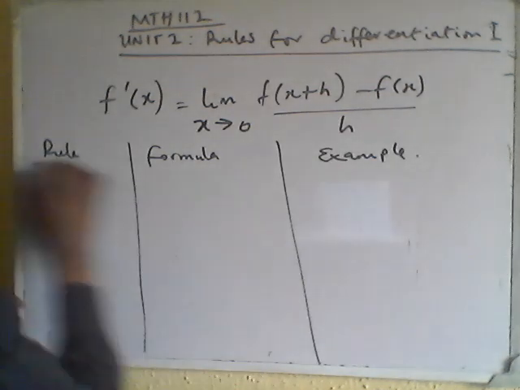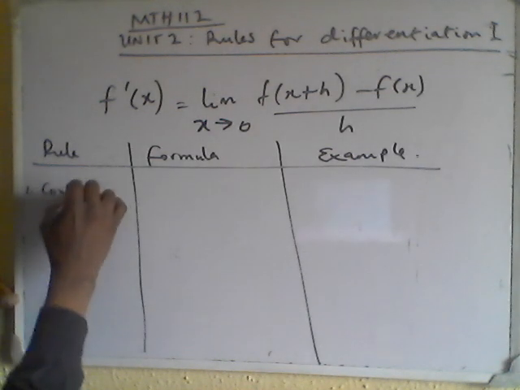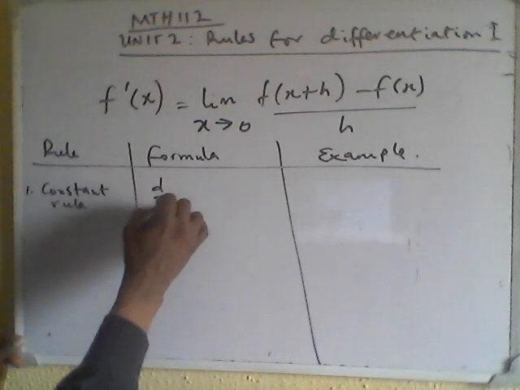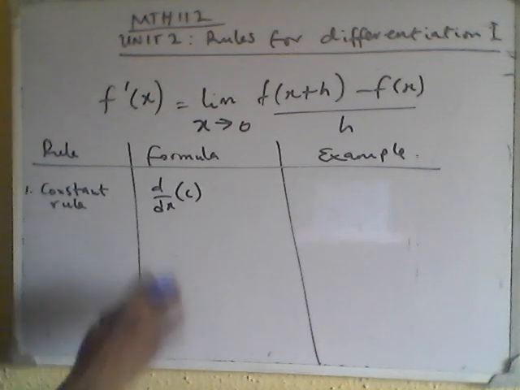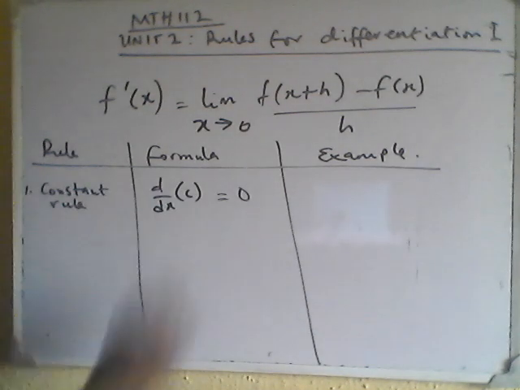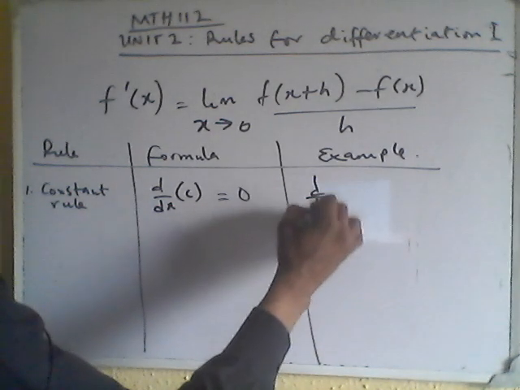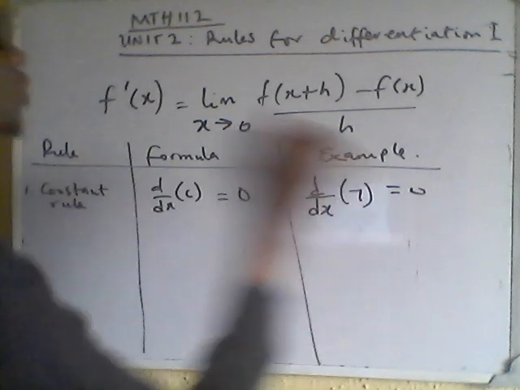The first one I'm going to look at is the constant rule. This is where you have a constant term like 1, 2, 3, 4, 5, 6, 7, or integers like minus 2, minus 3, minus 4. Understand? If you are told to find the derivative of a constant, we denote it with C. Any constant, it could be any integer, has a derivative equal to 0. For instance, if I ask you to find the derivative of 7, 7 here is a constant. The answer is always 0.